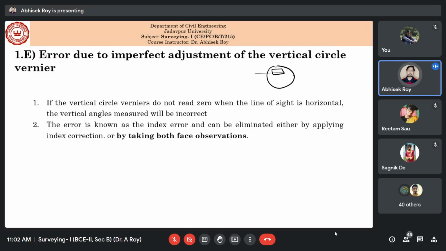When your telescope is horizontal, it will not be a perfect zero. That means there is some kind of index error present here. So how to remove that? Either you have to do an index error calculation and apply that, or simply you can take both face measurements, like face left swing right and face right swing left. So you will get both face measurements and you will take the average of these two. So ultimately by this you can minimize that error, or you can avoid that error.